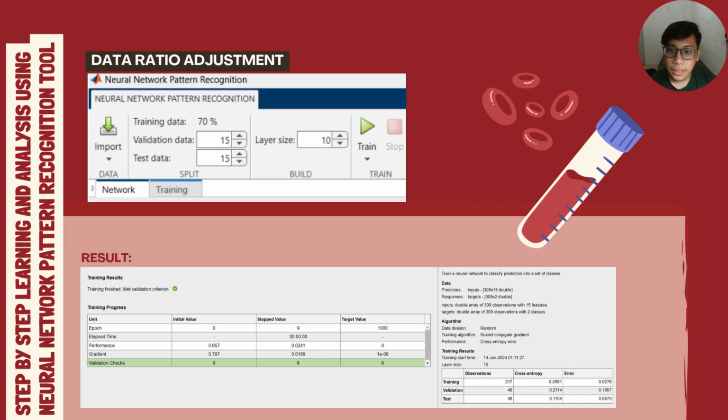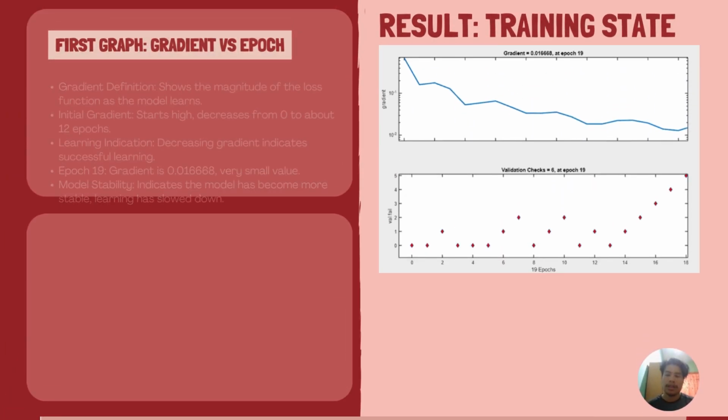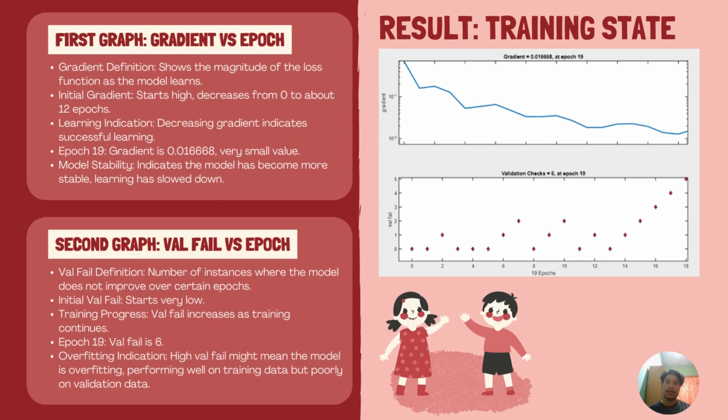Then after we finish the adjustment, we can simply click the train button and the result as shown in our slide will appear. It will show our model summary, all the data, the predictor, the response, the data division, the training algorithm, and performance. Under there we will see the error for each data: the training data, validation data, and testing data. We see the result for the training state.